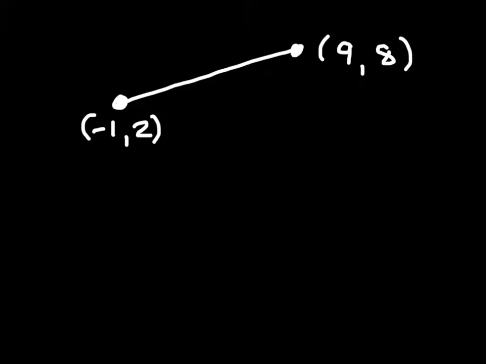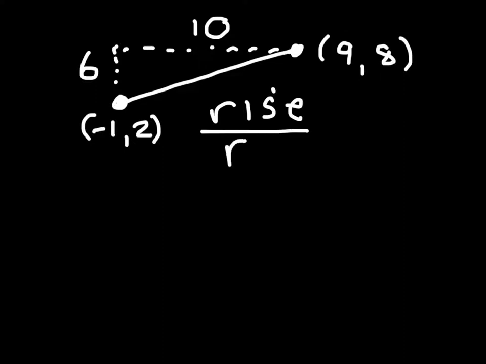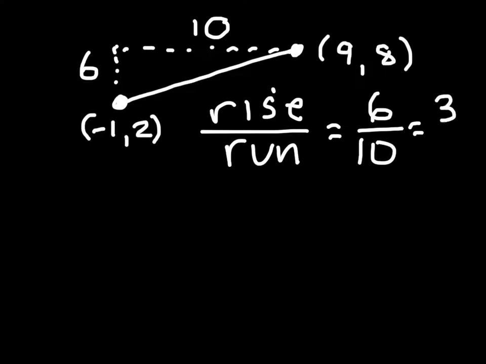Alright, calculate the slope using rise over run. Okay, so the rise and then the run. The rise, the y goes from 2 to 8, so the rise is 6. The run, x goes from -1 to positive 9. So if you count it on a line, -1 to 9, that's a distance of 10. So rise over run for slope is going to give us 6 over 10, and that can be reduced to 3 over 5. So the slope is 3/5.